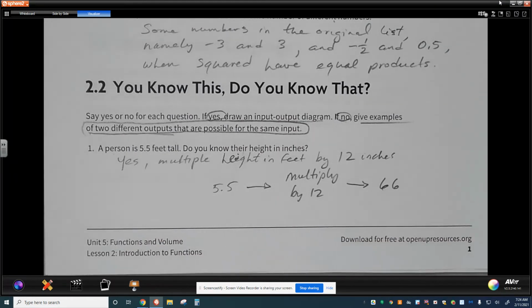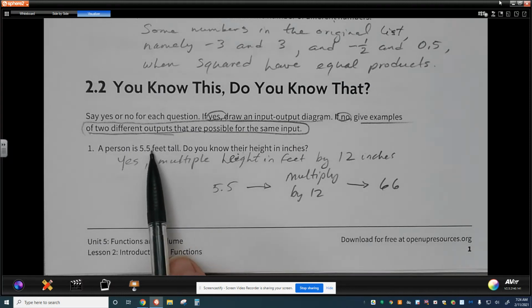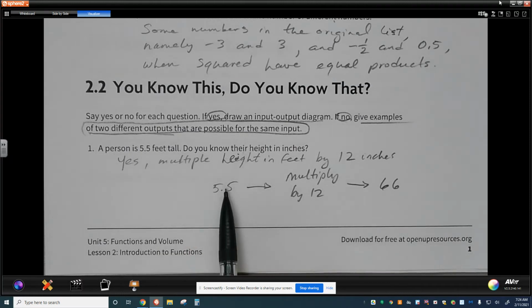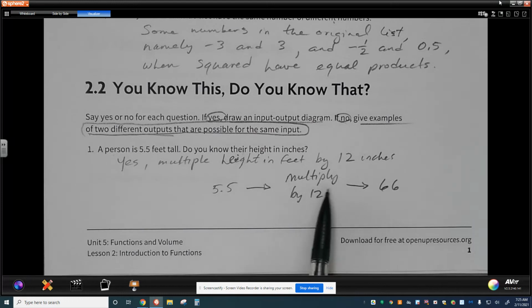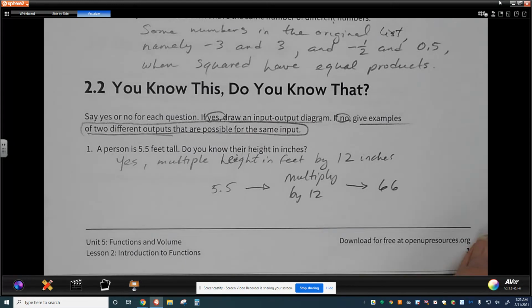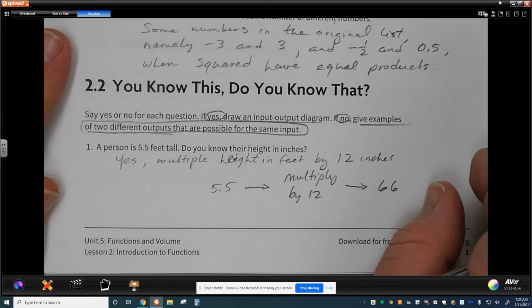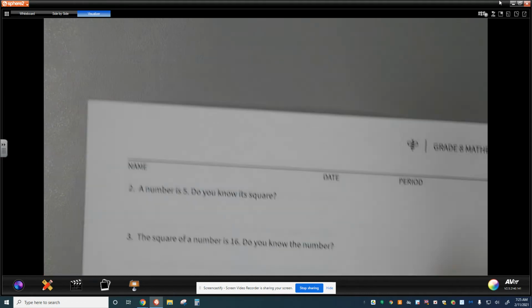And what we can do with this is, this function machine would work for any number of feet tall that a person is. All we have to do is have that height in feet and then multiply by 12, and we get the height, or the output, in inches. Let's look at a few more.